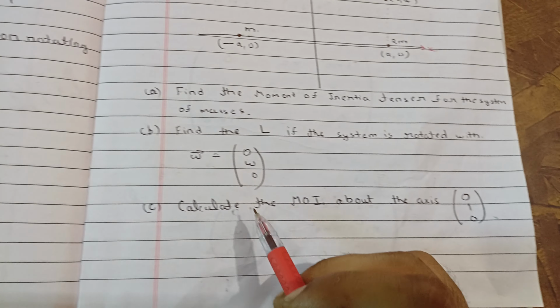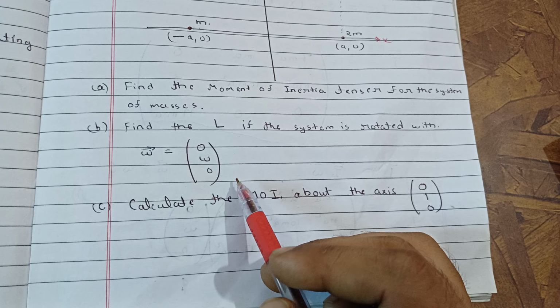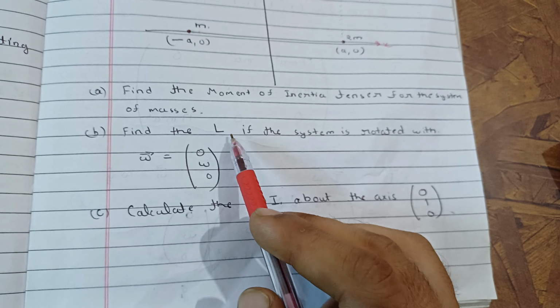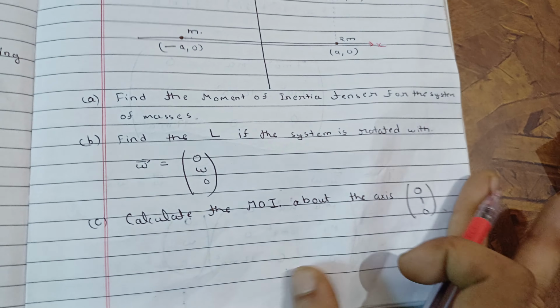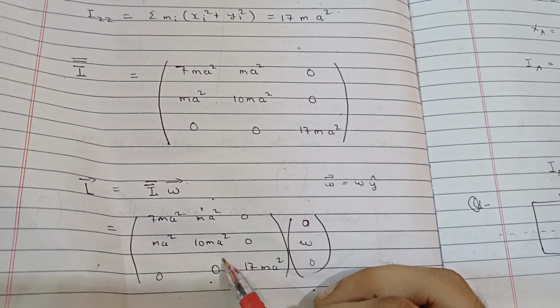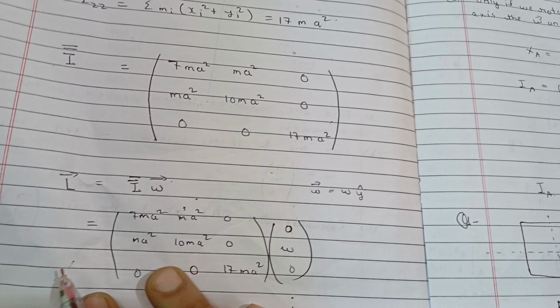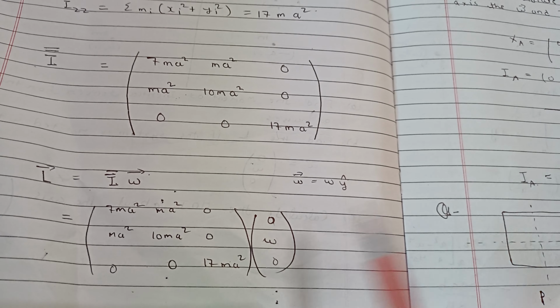Now the second question is, find the angular momentum if the system is rotated with this. So the axis is given and we need to find the angular momentum. We know L is nothing but I tensor omega. So this is the formula. Just write this moment of inertia tensor here, and omega is given already, and find the value of L, meaning just multiply these two matrices. This will be this.